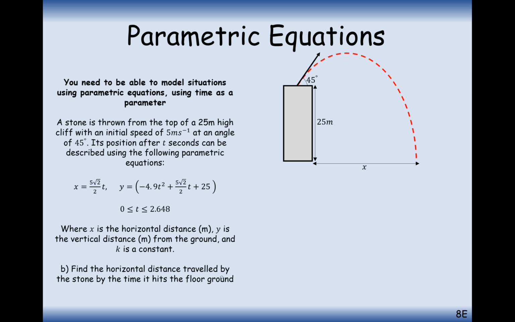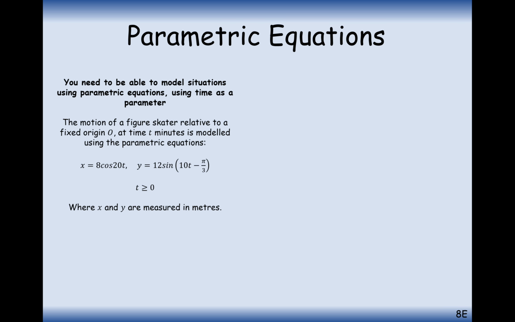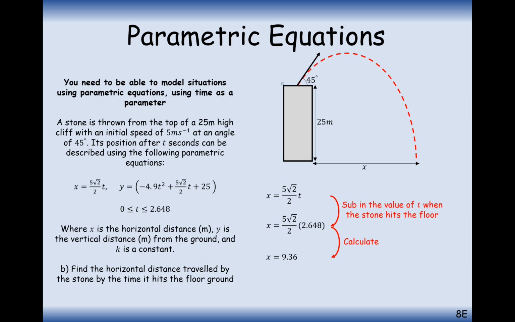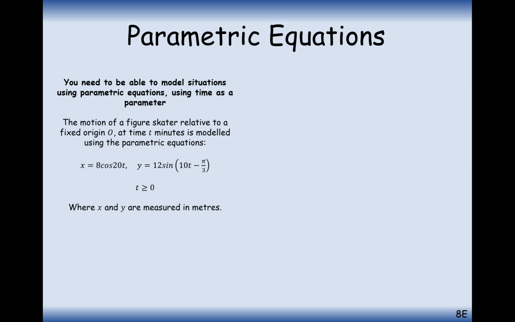Part B is find the horizontal distance travelled by the stone by the time it hits the floor. So substituting in 2.648 into the x equation, and this is going to be a linear relationship, times it by 5 root 2 over 2, and we get 9.36. So it will have travelled 9.36 metres once it's been thrown off the roof.